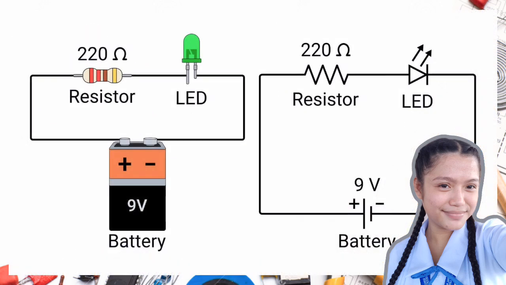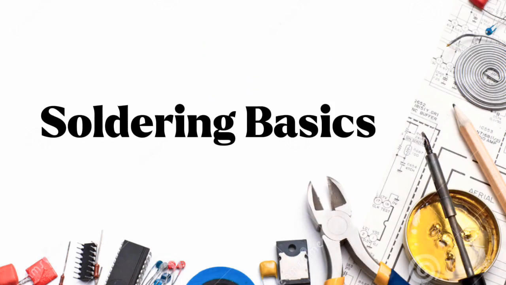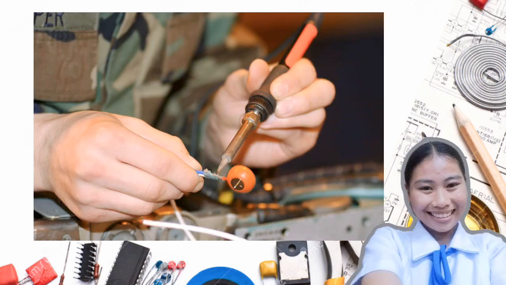This diagram shows a 9V battery connected to a resistor and an LED. The resistor limits current to protect the LED from burning out. Let's proceed to safety guidelines.